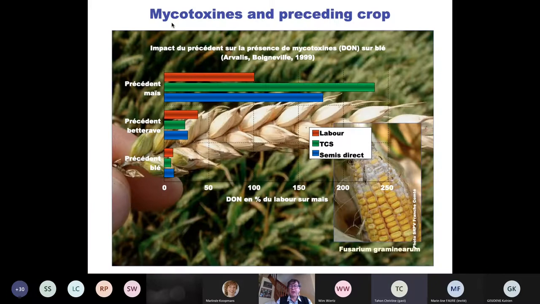Rotation or changing the rotation also helps on different diseases like mycotoxin. And if you are managing the weeds by changing the rotation, usually it's a good thing for other problems you can have.